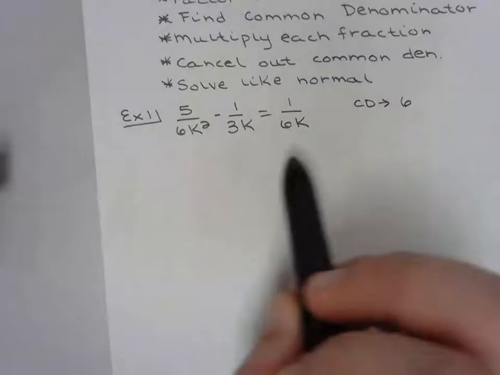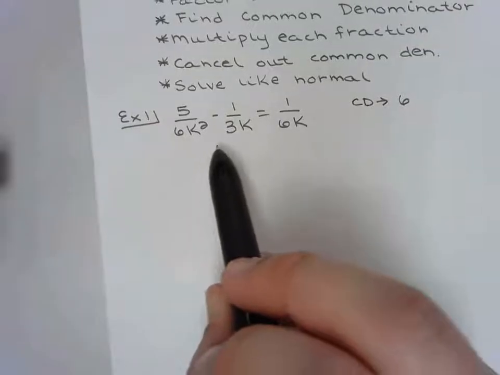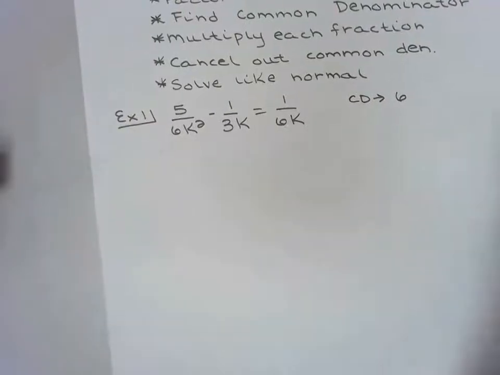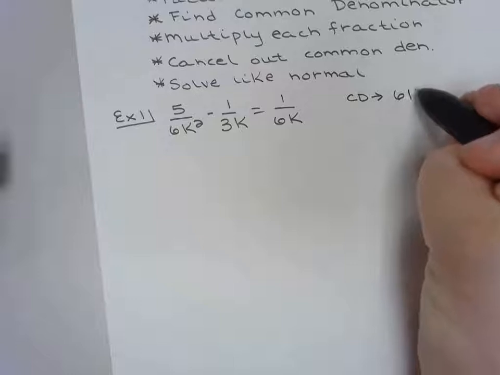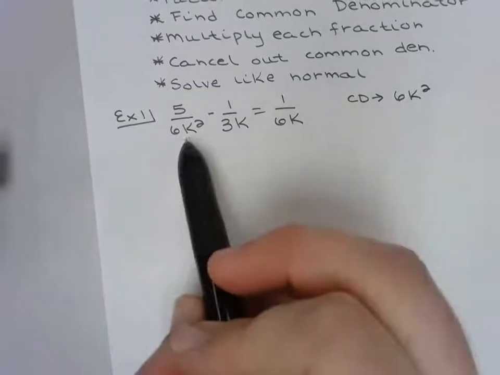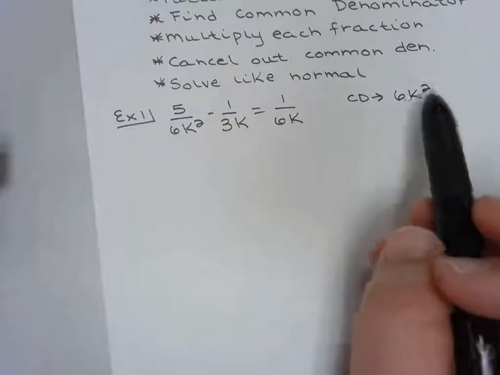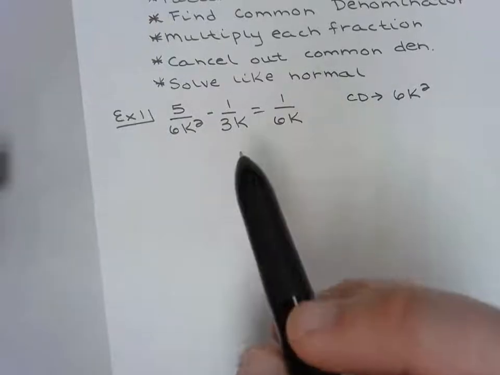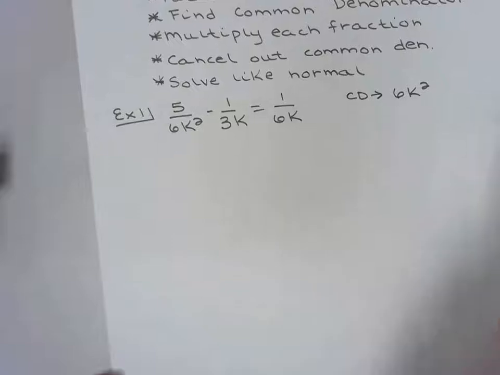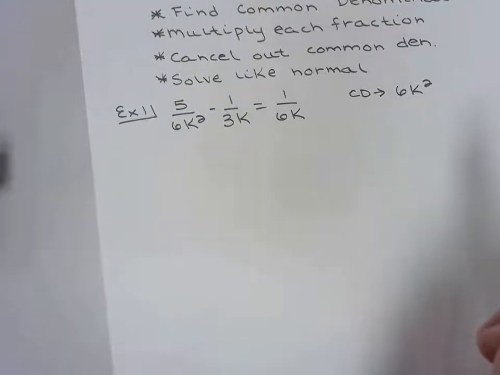And then I want to know my variable. I need to include the k's, so that's going to be k squared. This has k squared, so my common denominator has to have k squared in it too, because I have to include both of those k's. So my common denominator is 6k squared.